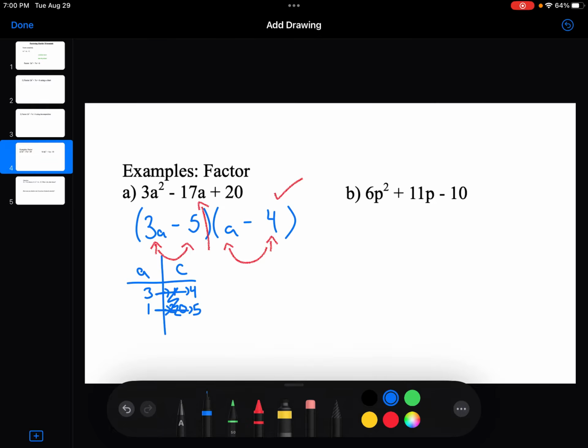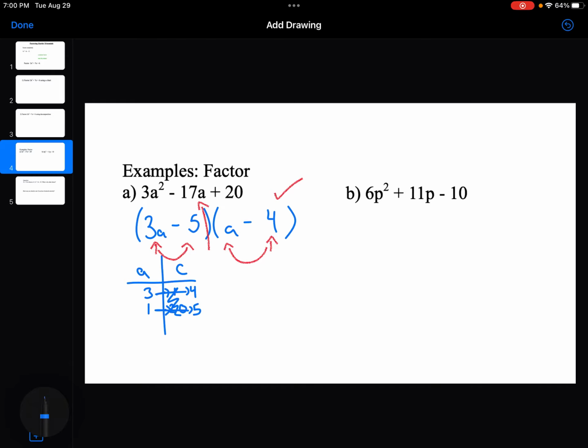Okay. This last one here we'll do with decomposition. We'll do both of them. So we're going to have A, C, and B. So A times C is negative 60. B is going to be 11. So we need to multiply to negative 60 and add to 11. So I'm going to rewrite this down here.